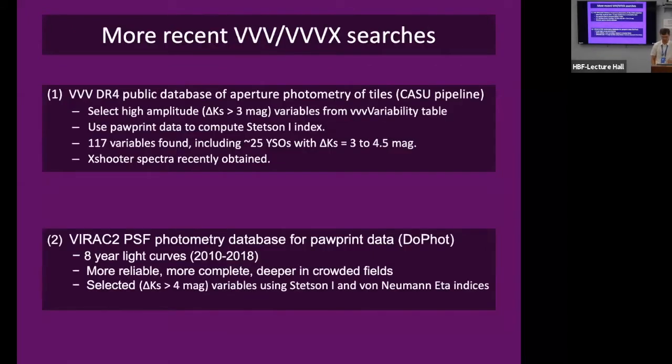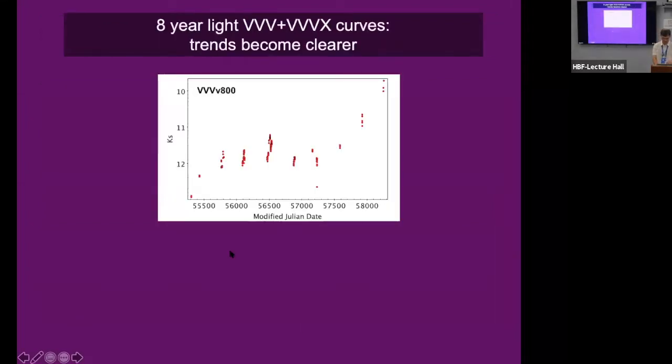So I initially did some searches of VVV DR4, which I've talked about at past meetings, but that was with the CASU database. I found another 24 or so high amplitude YSOs, but I wanted the PSF before I took this further, because I don't entirely trust the CASU data if it's not choosing the best photometry, but just trying to choose everything. So now with these data, we have the 8-year light curves, and they're deeper and better. And so I was able to do these searches.